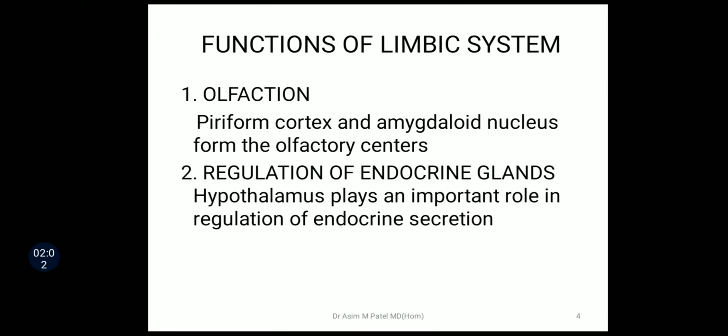So next we will come directly to the functions of the limbic system. The first function of the limbic system is olfaction. The piriform cortex and amygdaloid nucleus form the olfactory centers, so they receive the sensation of smell. Then the second function is regulation of endocrine glands. The hypothalamus plays an important role in the regulation of endocrine secretion. So various hormones are secreted by the hypothalamus.